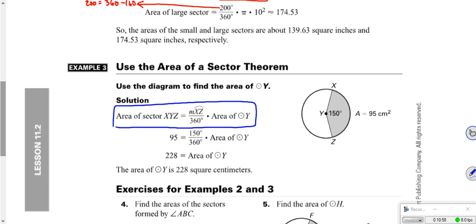So they have the area of the sector is 95. So 95 equals 150 over 360 times area of circle Y. So we know that 228 is the area of the circle. If they'd asked for the radius, we'd have to break that down further and know that 228 equals pi r squared, and then solve for r.